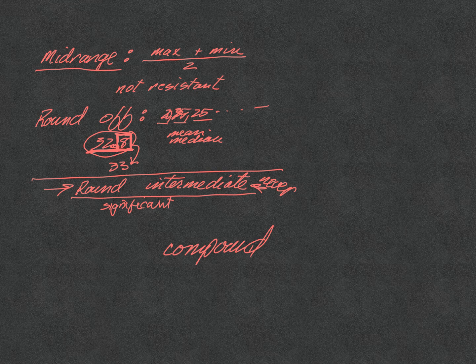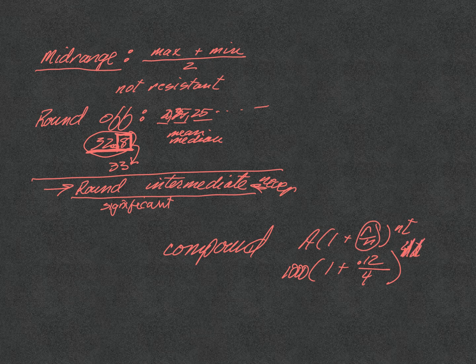Compound interest problem. Compound interest has a formula like this: A equals 1 plus r over n, to the nt. Say you have $1,000 in the account, and you have 1 plus an interest rate of 12%, compounded quarterly, so n is 4, to the nt.